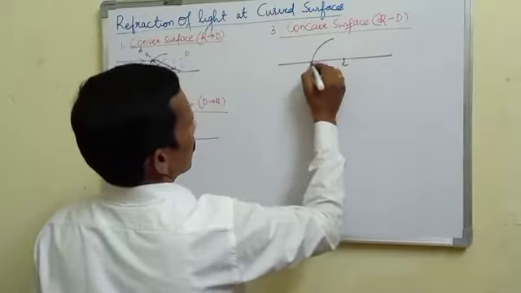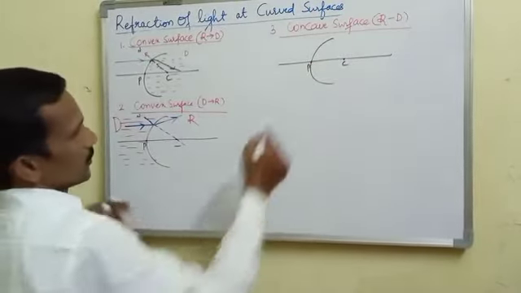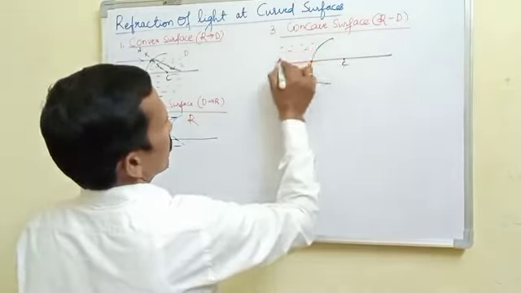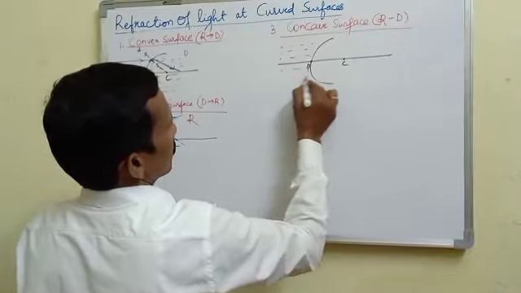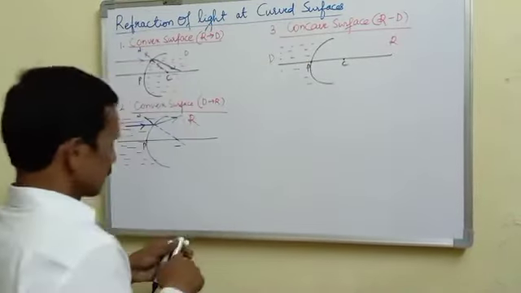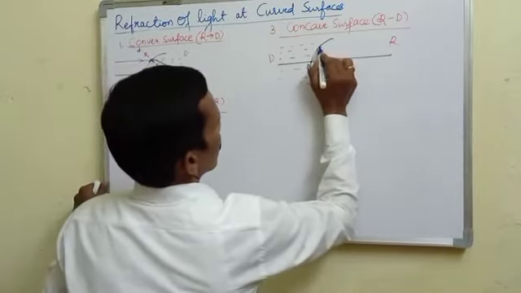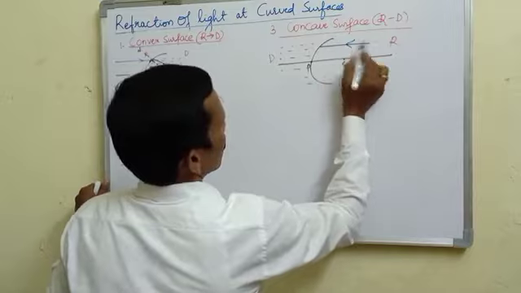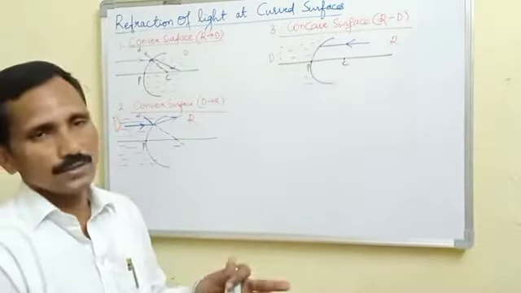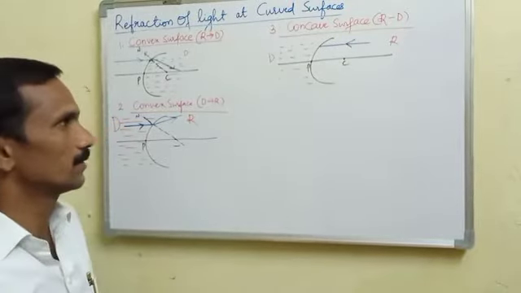It is the center of curvature. This is the concave surface, rarer to denser. It is the denser medium, and this is the rarer medium. When a light ray traveling from rarer medium to denser medium strikes at a concave surface, what happens then?